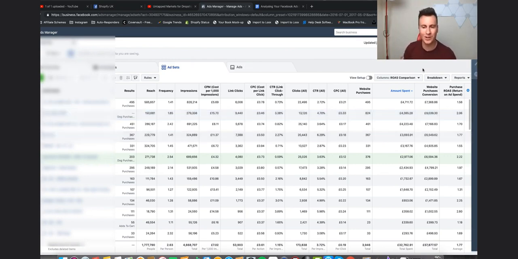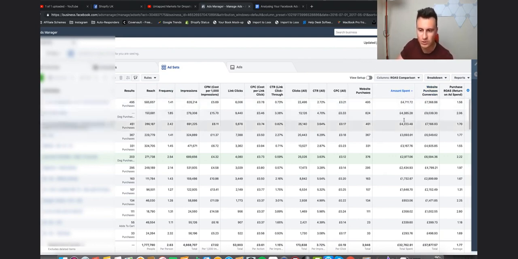So this is a custom column I've created myself. You can see it's called ROAS comparison. I've got the amount spent here, and then on the far right I've got the return on ad spend. The reason I've structured it like this is just so it's easy to compare the numbers. If it was one column over here versus one column over here, it just makes it a lot more difficult going back and forth. Again, we're going to cover that later on in the video.